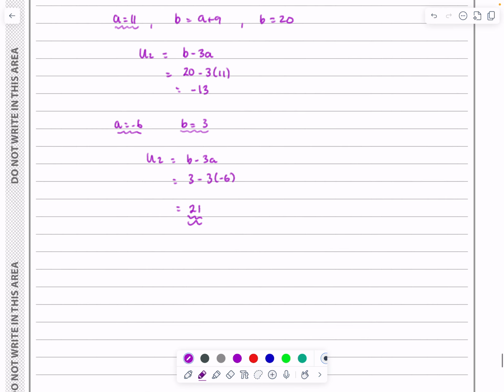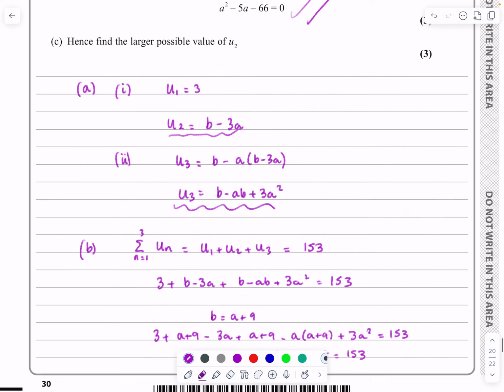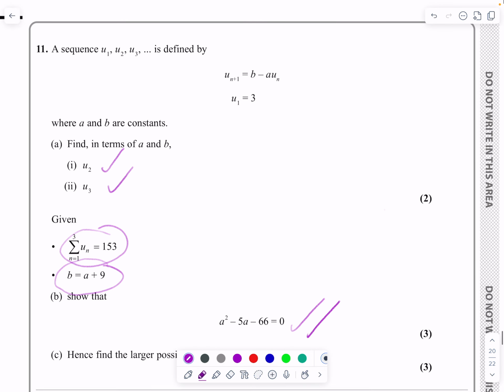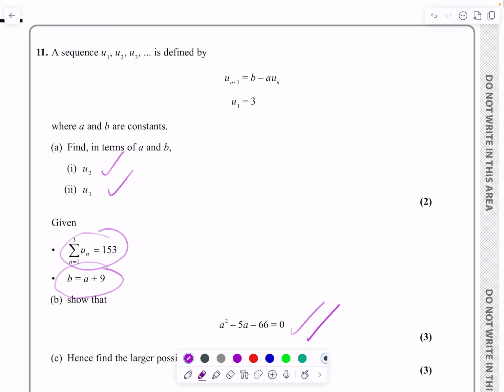So the largest value for U2 is equal to 21. Yep, so that's question 11 done. Nice question with lots of different parts of the sequences and series working there. Hopefully that all makes sense to you all.